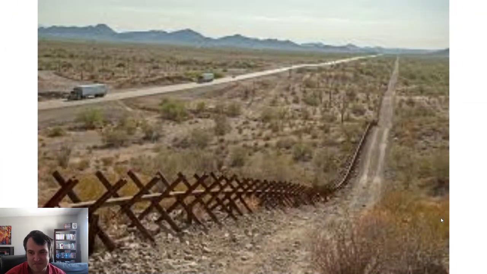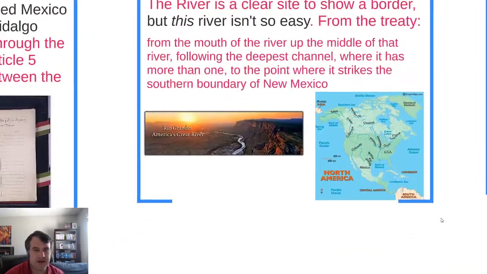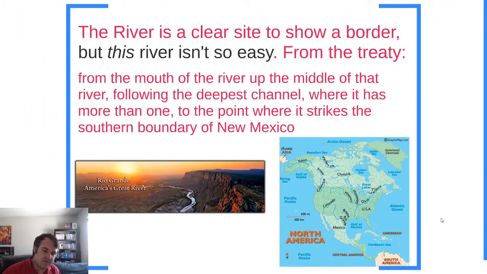Then here's the border along most of the desert. That border seems to make sense. And I think this is the border between Mexicali and Ciudad Juarez, I think. All right, or no, El Paso and Juarez. That's it. Okay, so there's one more part of the border, which is the Rio Grande River. And this is the one we're really focusing on.